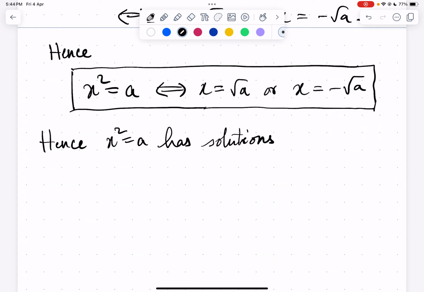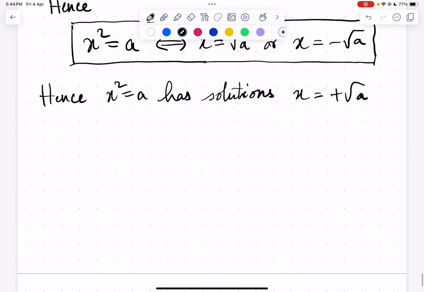These are the only solutions: x equals plus root a and x equals minus root a. I'll write it: and x equals minus root a. Right, these are the only solutions of x square equals a.